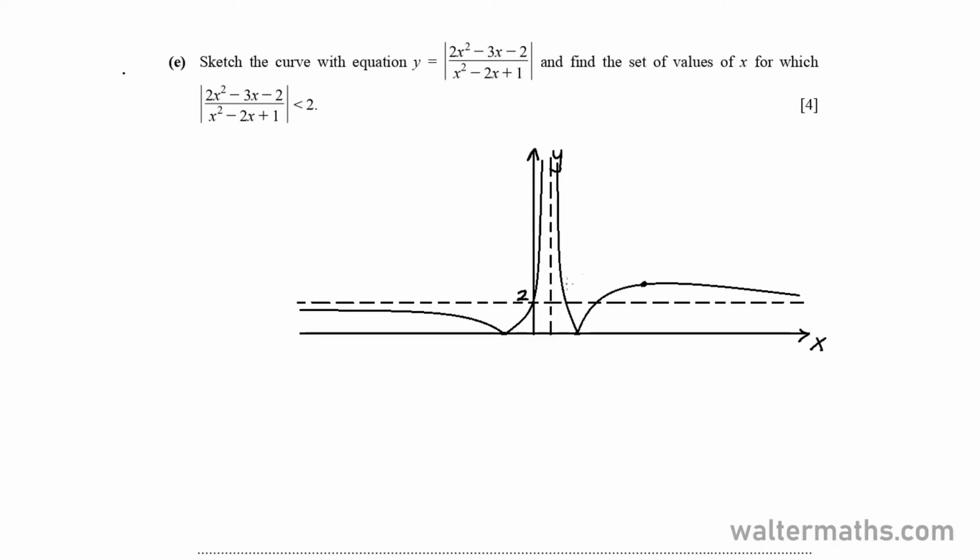So here we go. This is the modulus graph. Here we've got a 0, here we've got a 1, here we've got a 2, and here we have a minus a half. So this is how the modulus graph will come out.